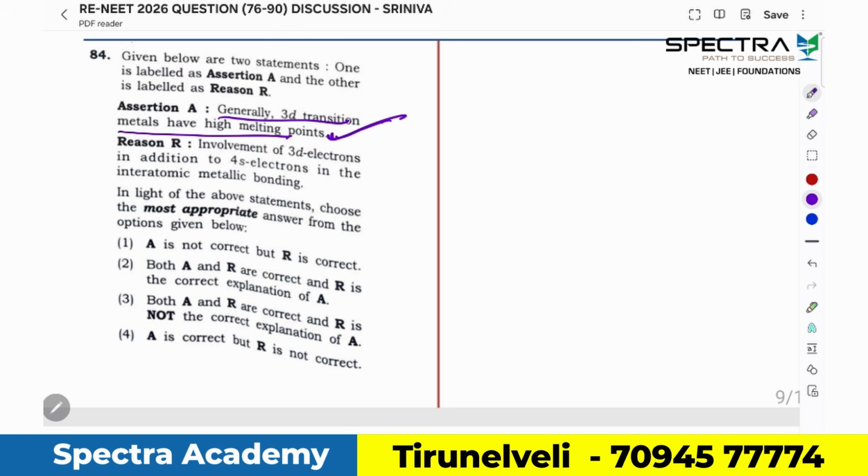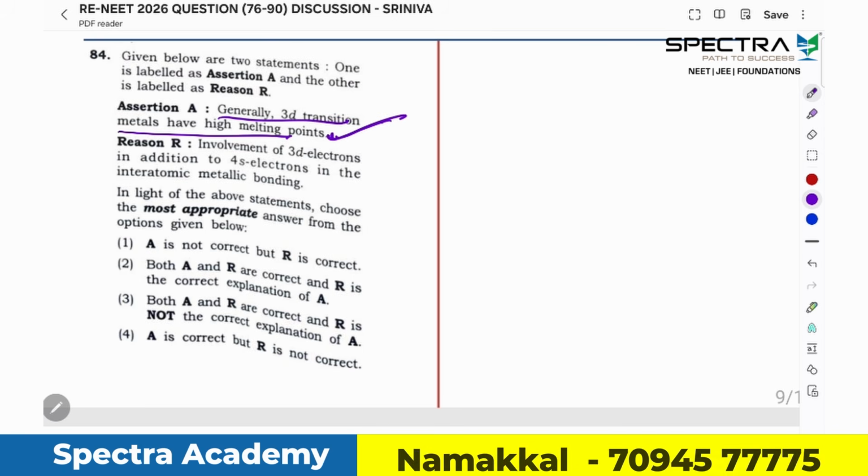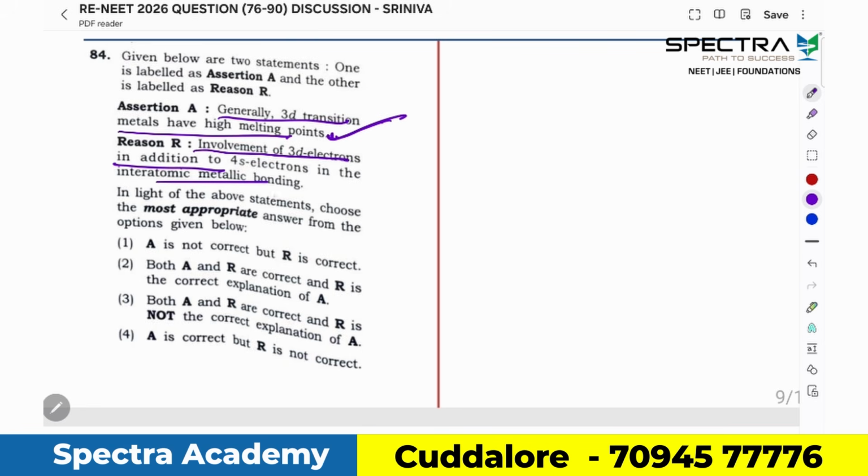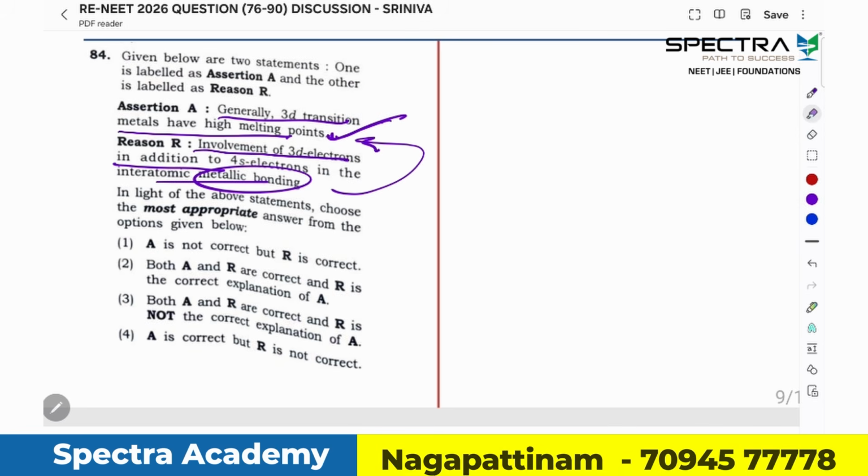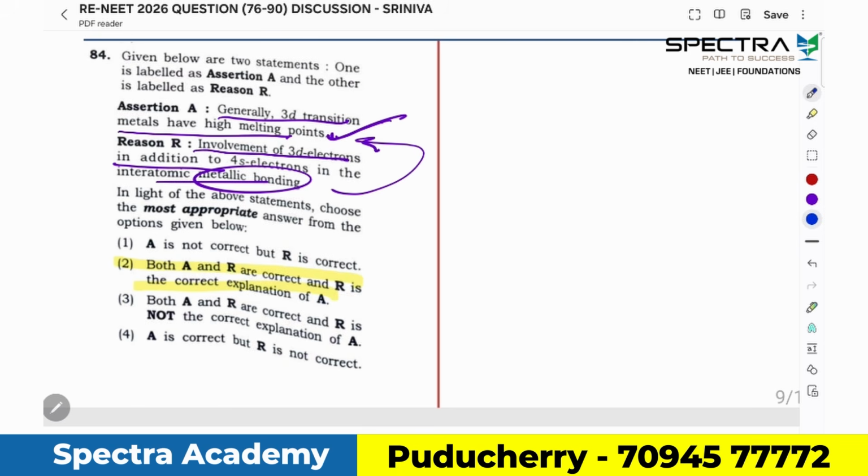They are comparing the transition elements with the S and P block elements. The involvement of 3D electrons in addition to 4s electrons, because of metallic bonding, increases the melting point. So both statements are correct, and R is the correct explanation for the assertion. So option 2 is correct.